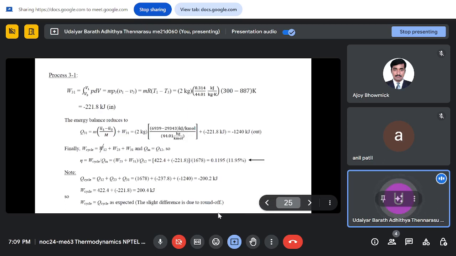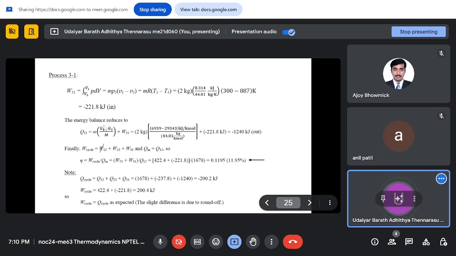And then process 3 to 1 is a constant pressure process. So we know specific volume at states 1 and 3, and we multiply by mass to convert it into volume. So this is nothing but equal to mR(T1 minus T3). Either way, you can use pressure and specific volume or temperature, and you will get your work done during process 3 to 1, which is minus 221.8 kilojoules.